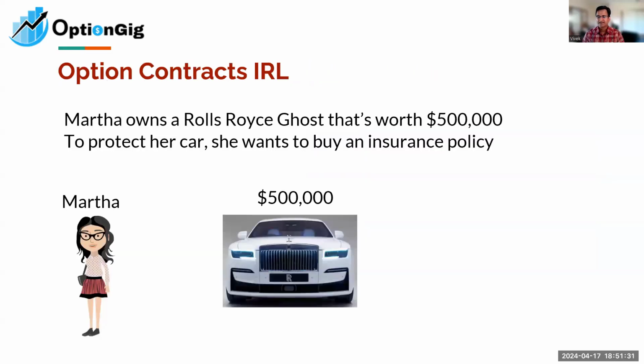So let's take an example of an option contract in real life. Say Martha owns a Rolls-Royce Ghost, great car, but they're pretty damn expensive. So that's a $500,000 car. Now, just like you and I, she would also buy an insurance policy to protect the car. In case the car gets damaged, she can get $500,000 from her insurance policy.